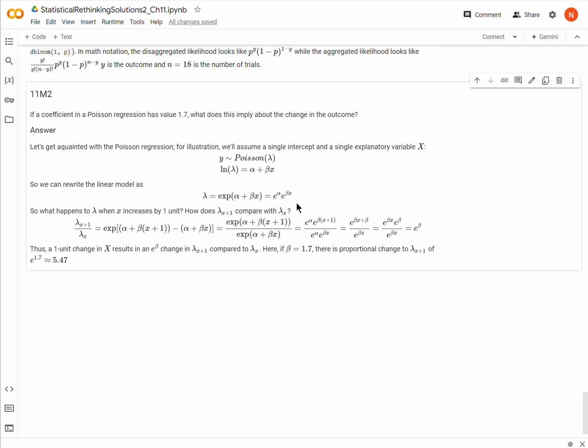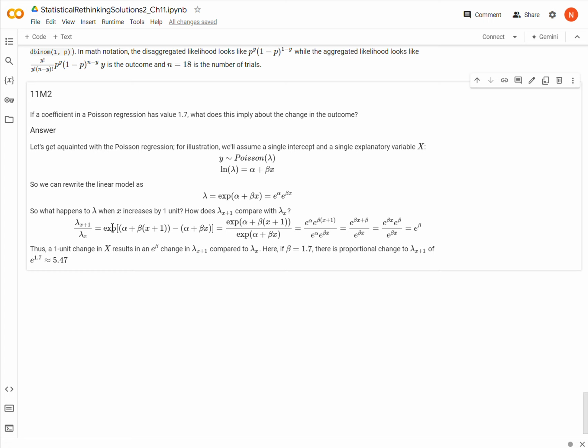Okay. So generally our question is what happens to lambda, which again is the expected value of our distribution, or of our data, if our explanatory variable increases by 1 unit. The way we want to think about this is we want to take our linear expression here and just compare what happens when I have beta times (x plus 1) versus just beta x.